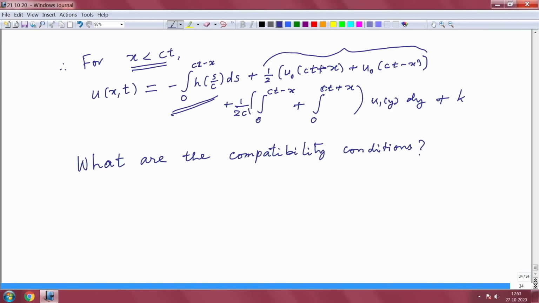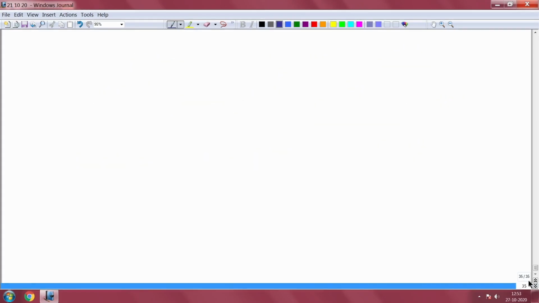So, finally, wave equation in a finite interval. See, all these developments eventually lead to the wave equation in a finite interval.